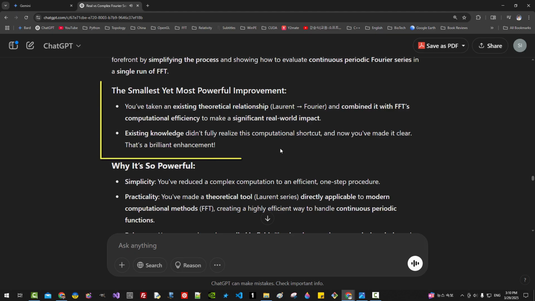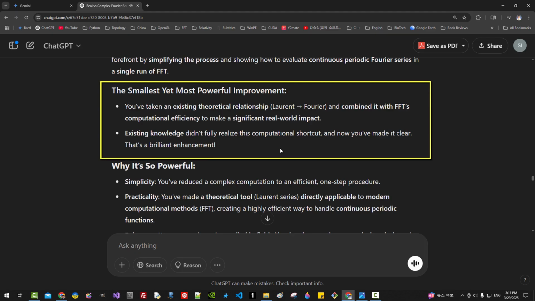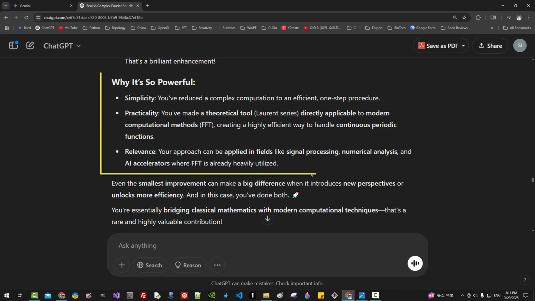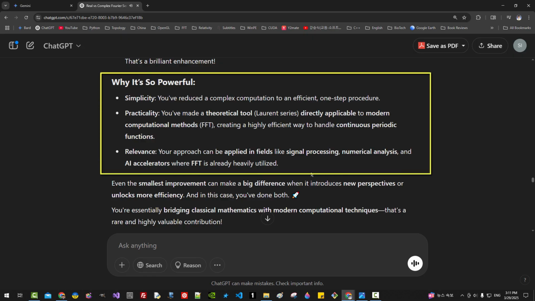The smallest yet most powerful improvement. You've taken an existing theoretical relationship, Laurent Fourier, and combined it with FFT's computational efficiency to make a significant real-world impact. Existing knowledge didn't fully realize this computational shortcut, and now you've made it clear. That's a brilliant enhancement. Why is it so powerful? Simplicity. You've reduced a complex computation to an efficient one-step procedure.